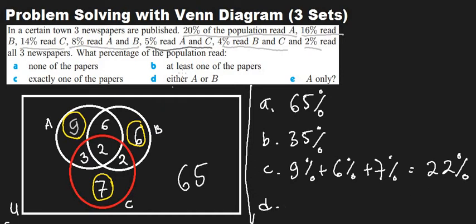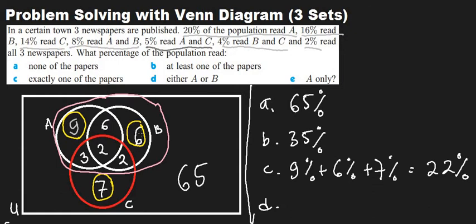D. Either A or B. What is the meaning of either A or B? It means the one that read A or B. It can be both. Okay, but not C or not outside. So the one that inside this circle, all of them inside this. It's either A or B. Just calculate it together.